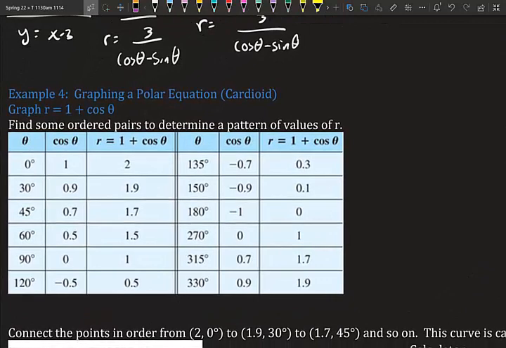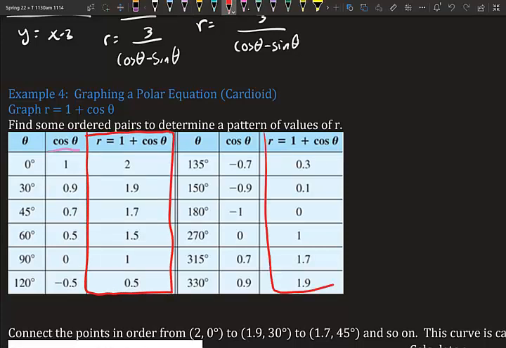Cardioid. So is this a type of graph? r equals 1 plus cosine theta. So this is just cosine theta, but this is what you do when you add 1 to it. This is the actual table we're going to be looking at, because it uses transformations, which I don't like to use. So this is if you did everything on the unit circle: 30, 45, 60, 90, 120, 135, 150, 180, 270, 315, 330. We don't go to 360 because 360 is just 0.